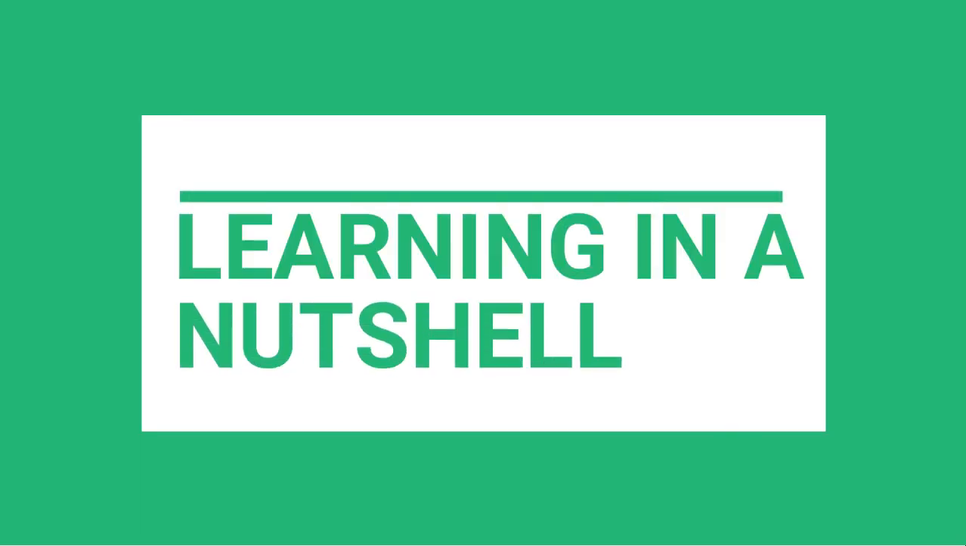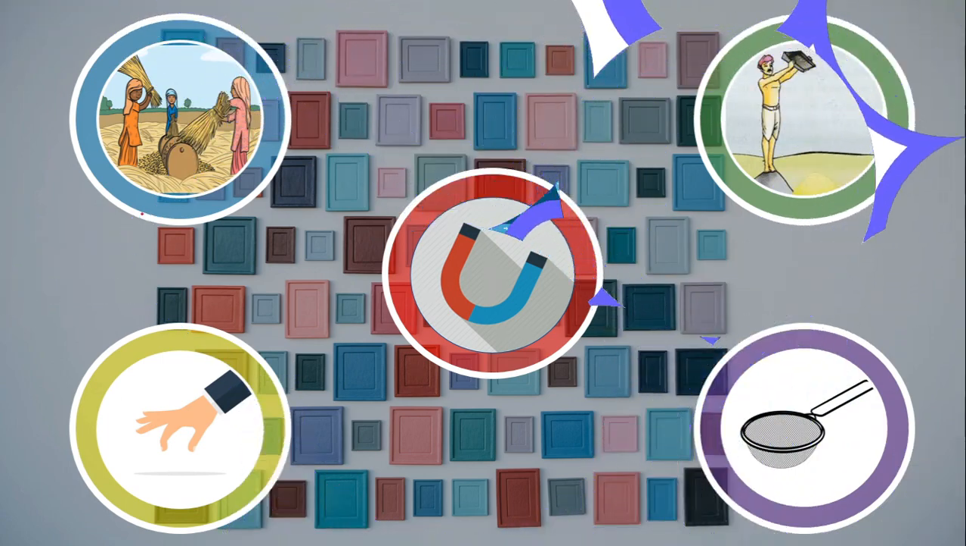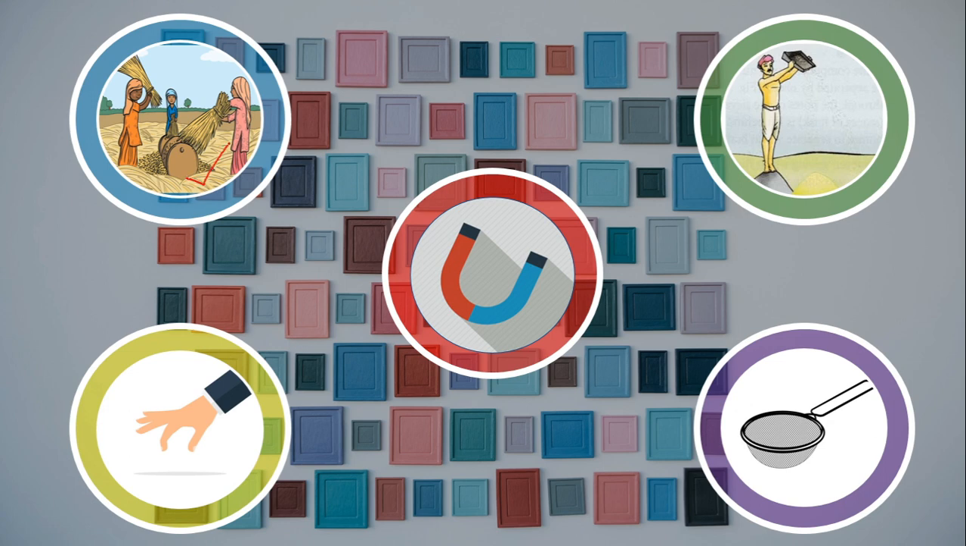In this series of video tutorials, we are going to discuss another chapter of your science book, that is, separation of substances. Now let's get started. So in this first topic, we are going to discuss five subtopics, which are process of threshing, process of winnowing, process of hand picking, process of sieving, and process of magnetic separation.